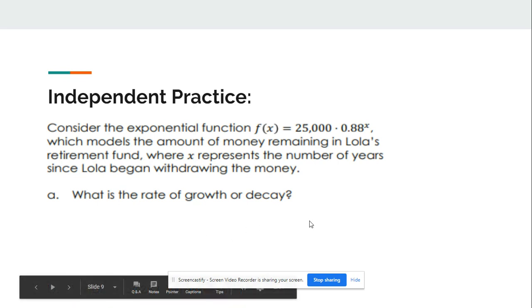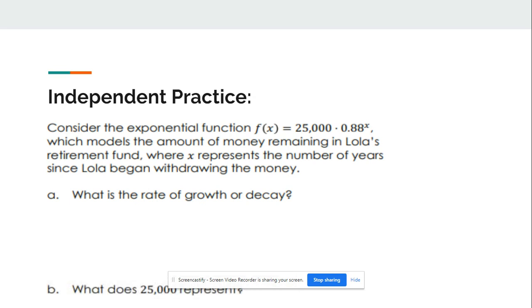Go ahead and try the independent practice question now, and when you are finished, click to the next slide to check your work.